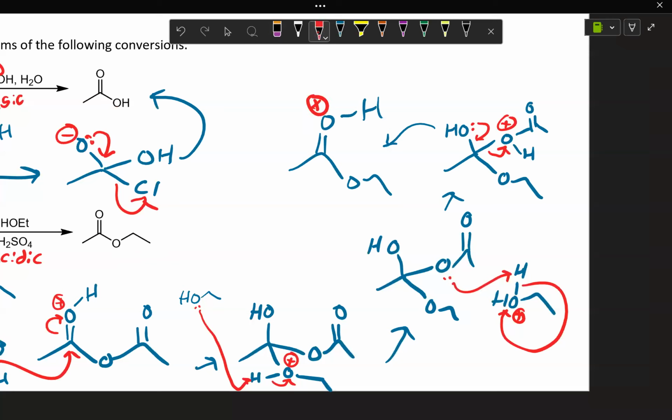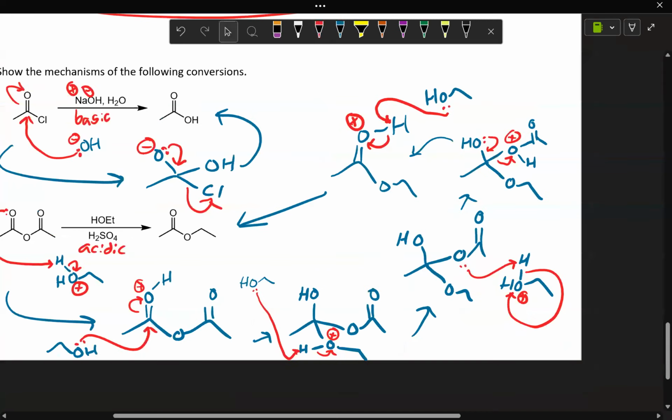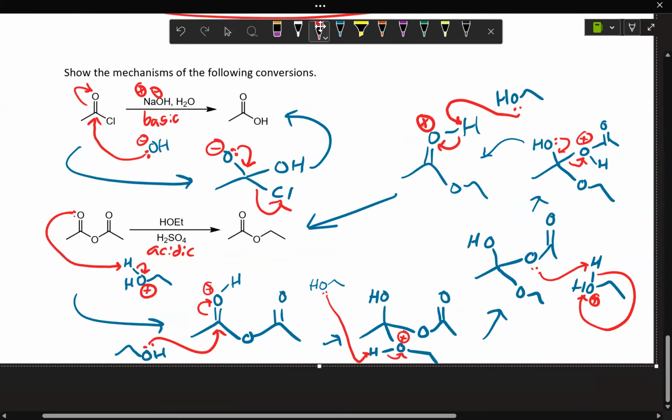We have a positive charge, and then what's separating us from the product is we just need to take a hydrogen. And that is the complete mechanism to go from an anhydride to an ester in acidic conditions. And then earlier we showed how to go from an acid chloride to a carboxylic acid under basic conditions.